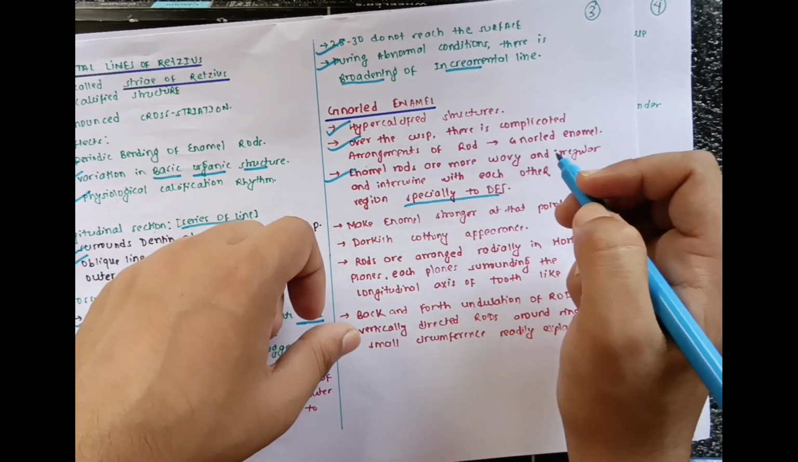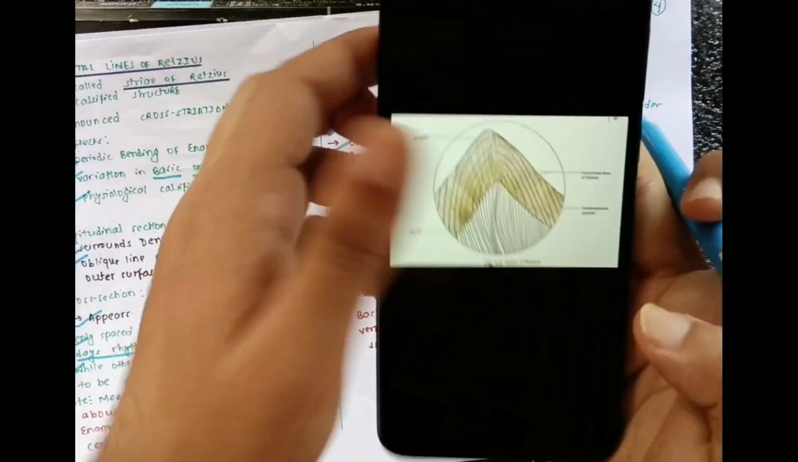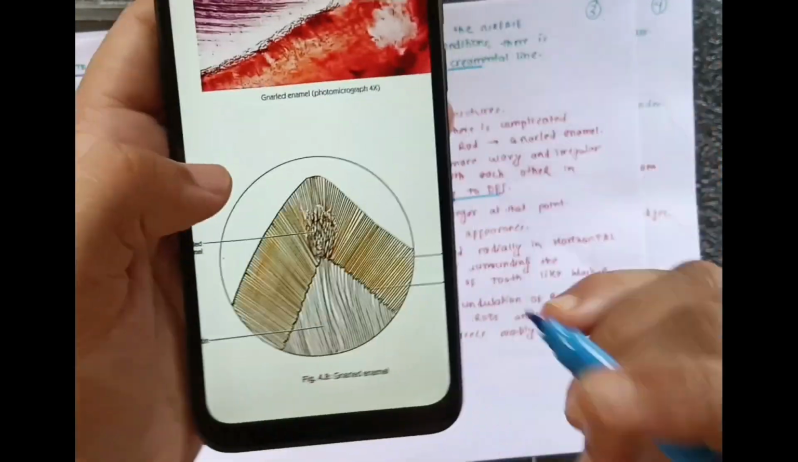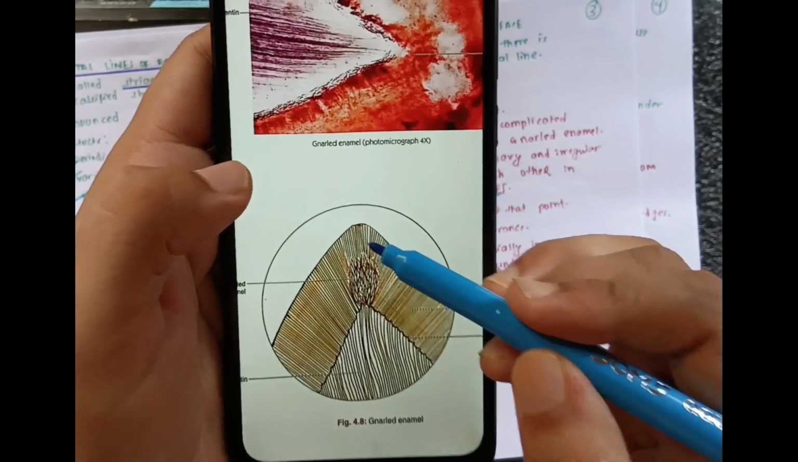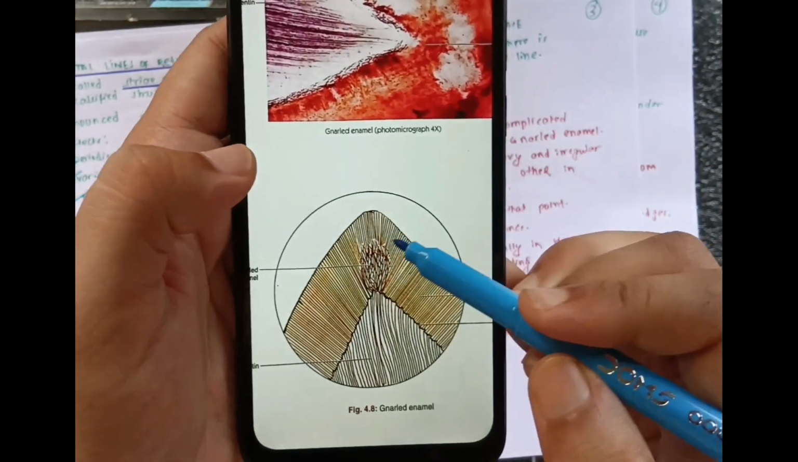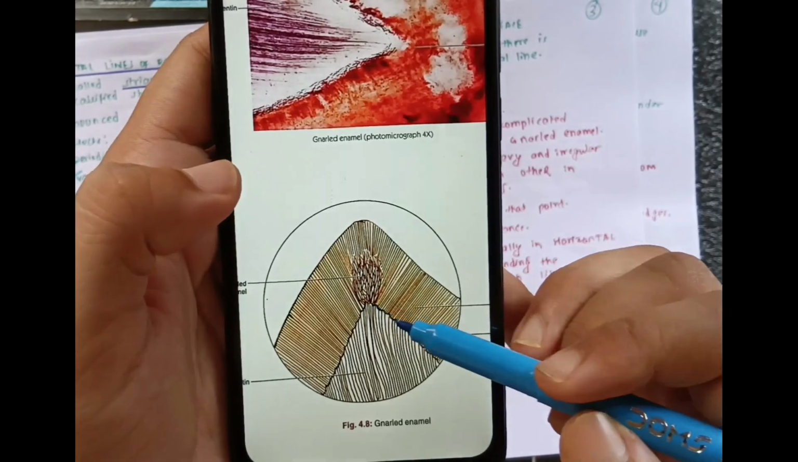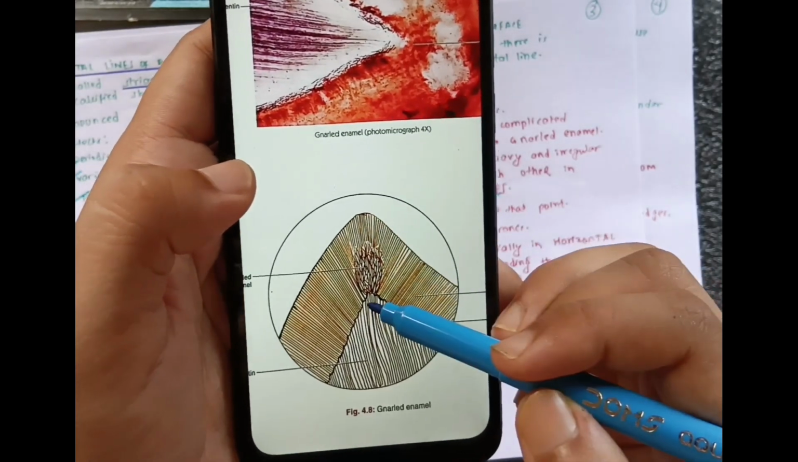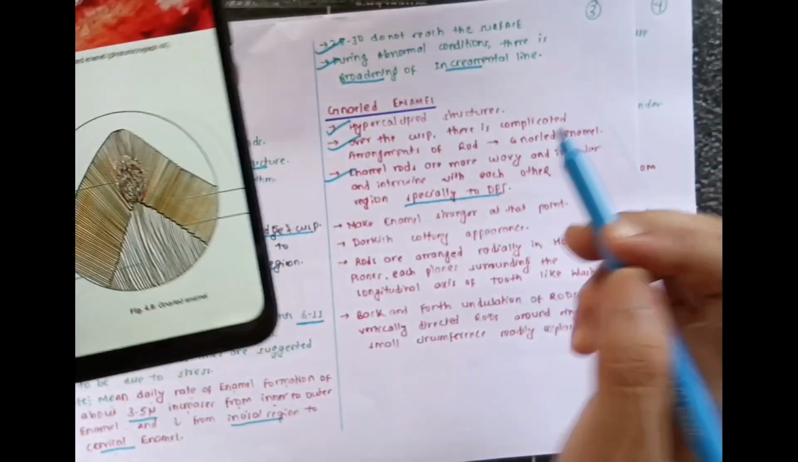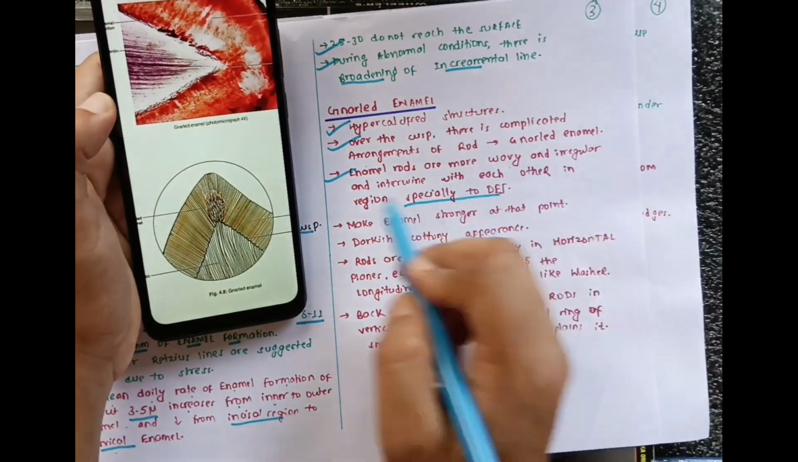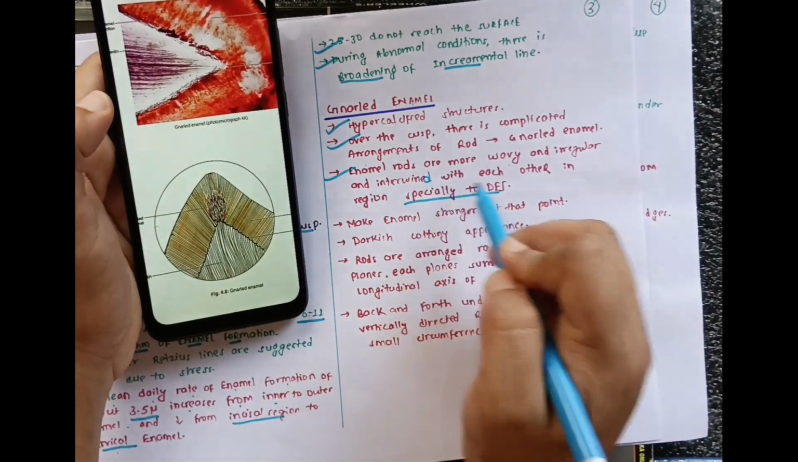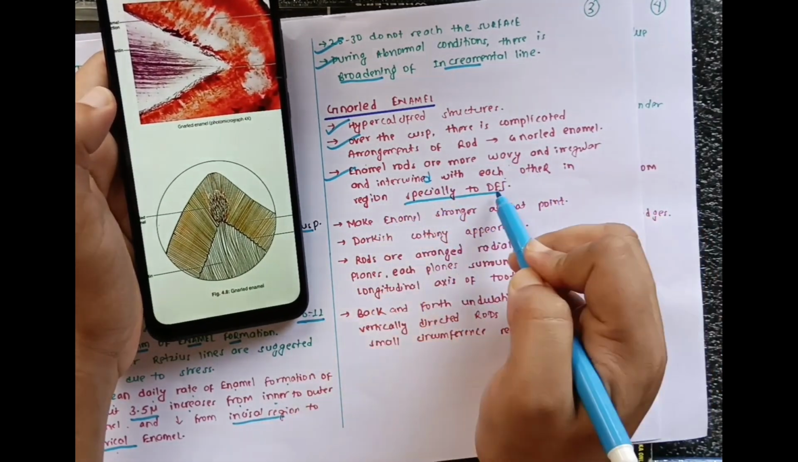So I will show you the picture of the gnarled enamel. As we can see here, this is a cusp tip, and at the cusp tip we can see an intertwining of the enamel rods. This is not present here; it is present near the dentino-enamel junction. So you should remember that the enamel rods are more wavy, irregular and intertwined with each other in a region, especially near the dentino-enamel junction.